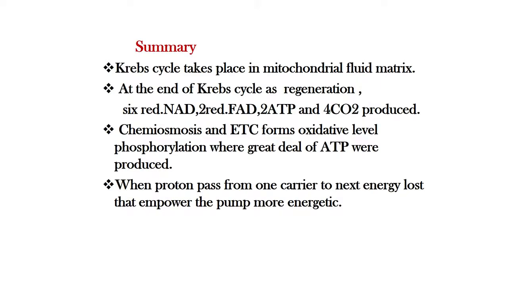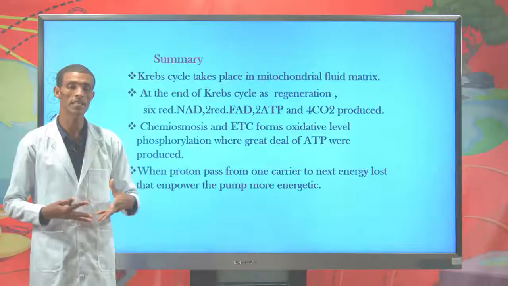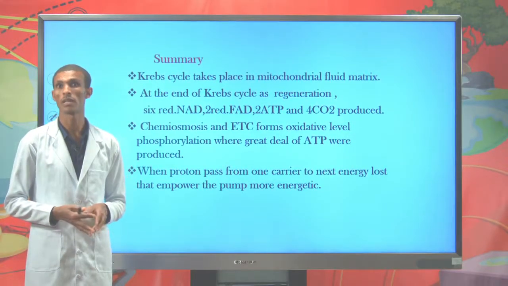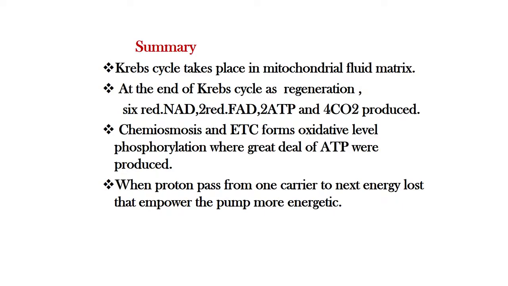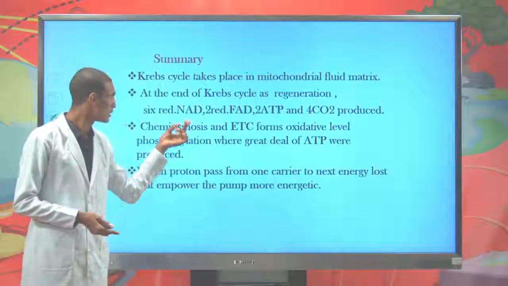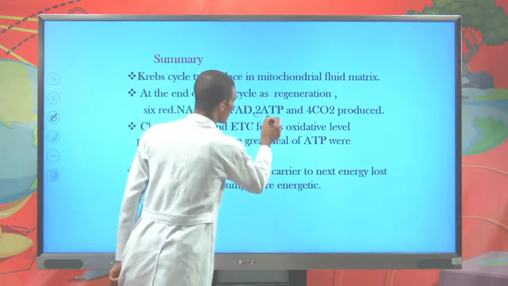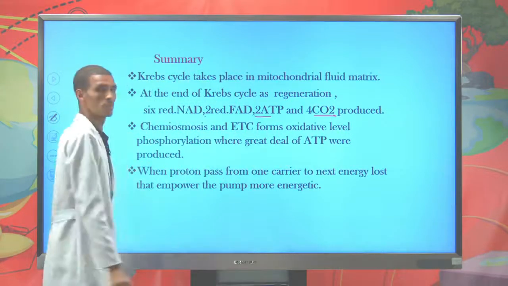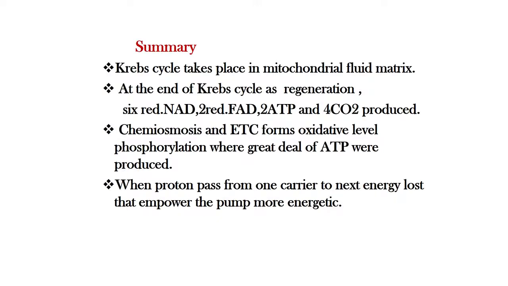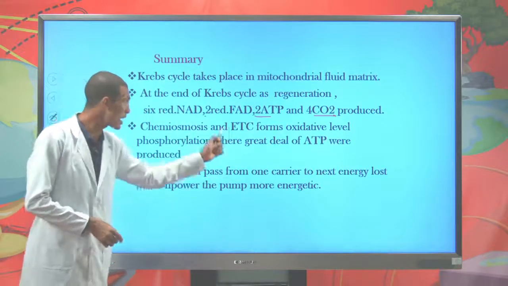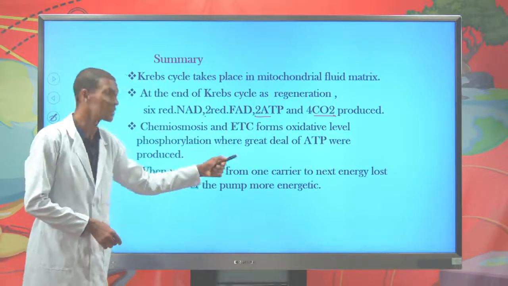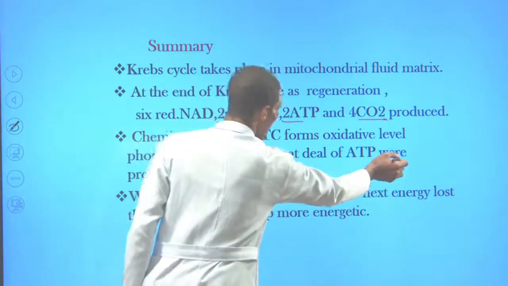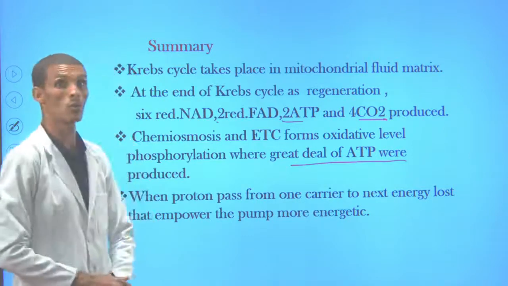Generally, student, in today's lesson, we have seen some reactions that take place in the fluid matrix of mitochondria, which is the Krebs cycle. During the Krebs cycle, after regeneration of the original oxaloacetate state, we obtain 6 reduced NAD. We obtain again 2 reduced FAD, 2 ATP by substrate level phosphorylation, and 4 carbon dioxide molecules. And then again, oxidative phosphorylation, as it includes both chemiosmosis, a passing of protons through ATP synthase, and the electron transport chain, a jumping or transfer of electrons from one carrier to another, which is a great reason for production of enormous ATP, which takes place in the mitochondrial inner membrane.